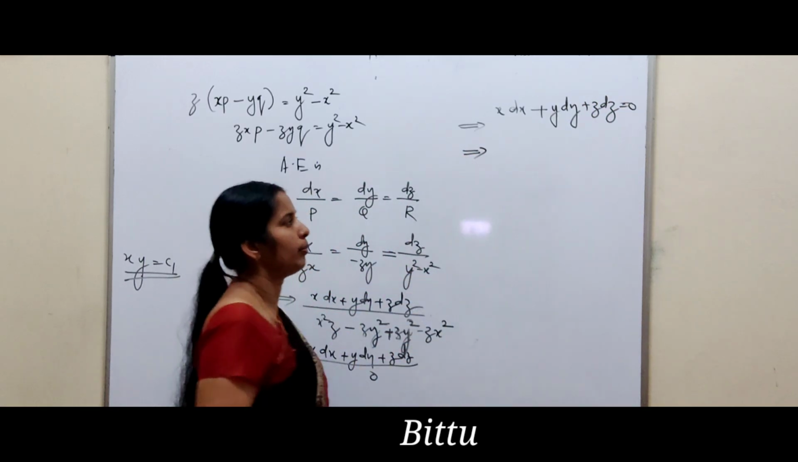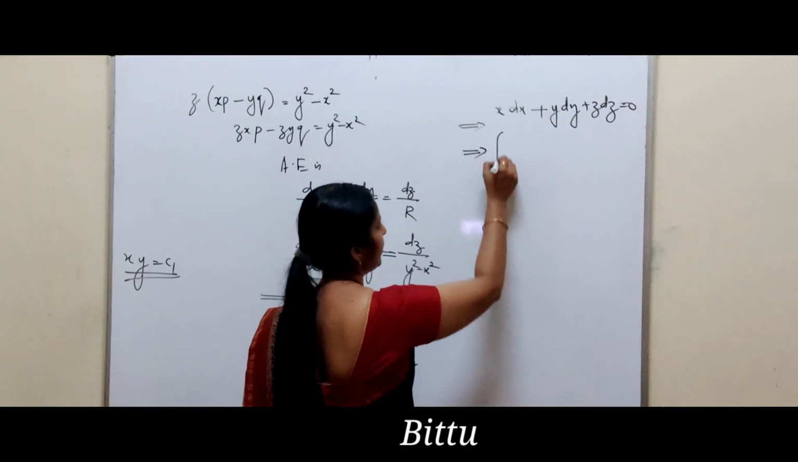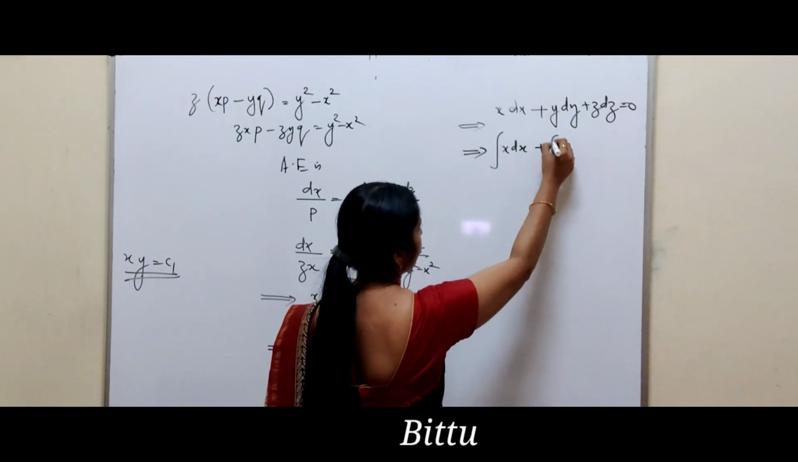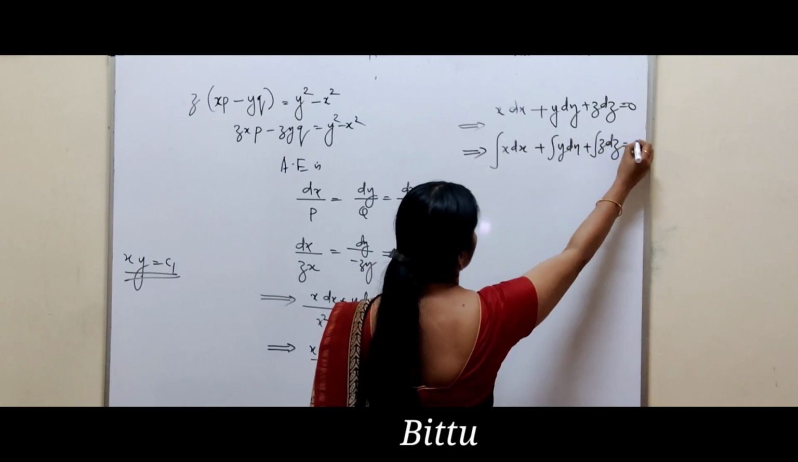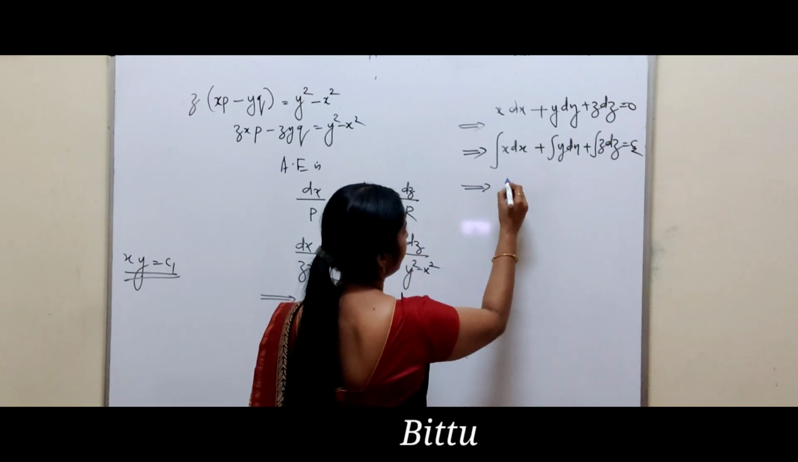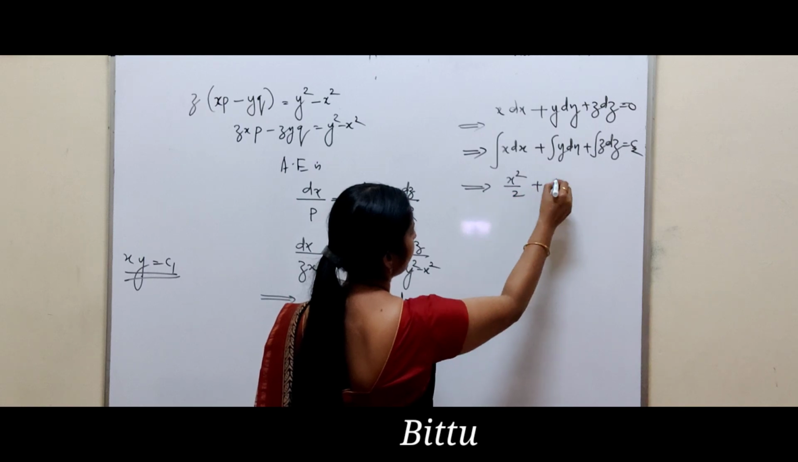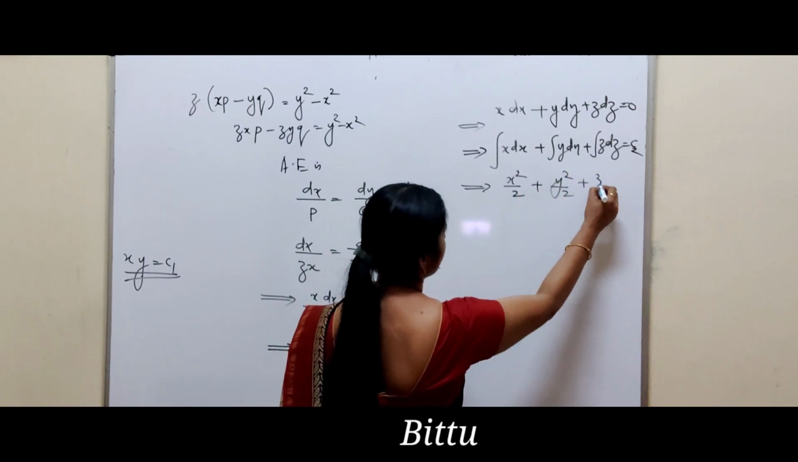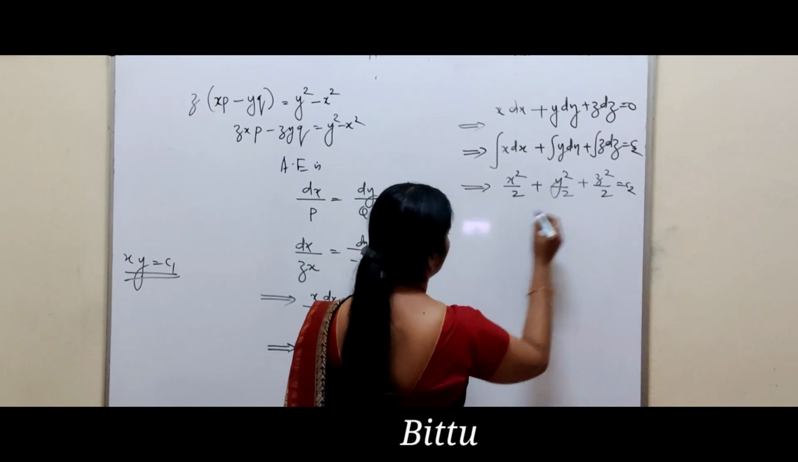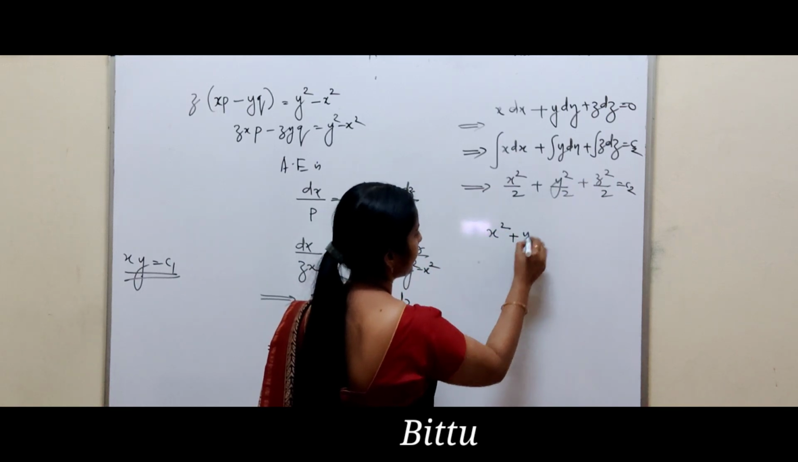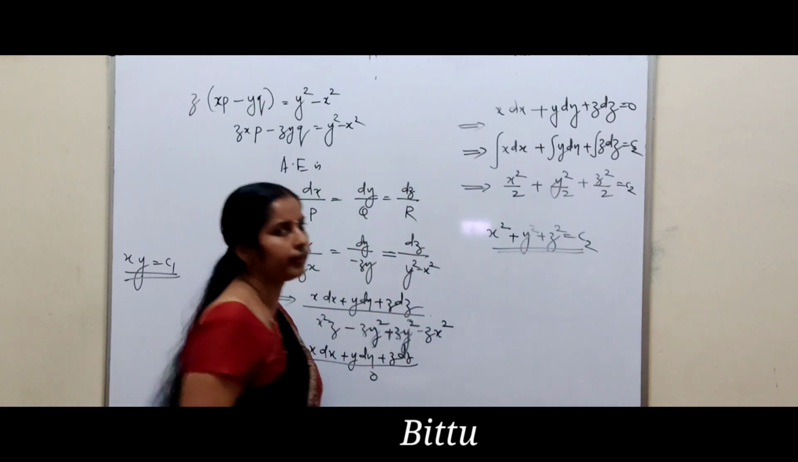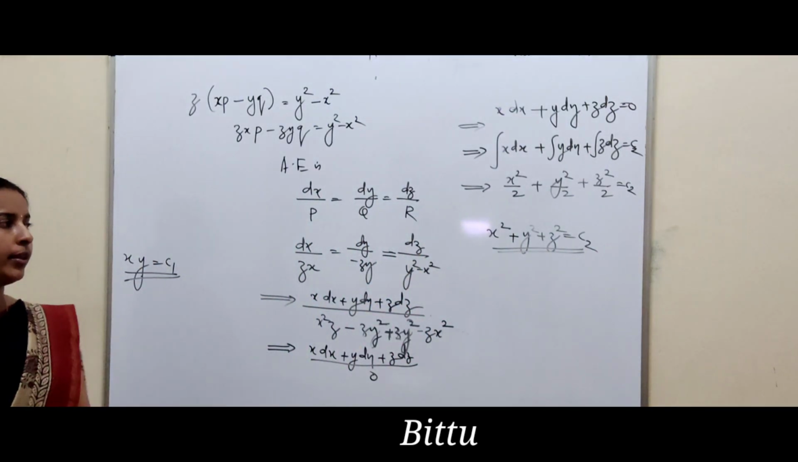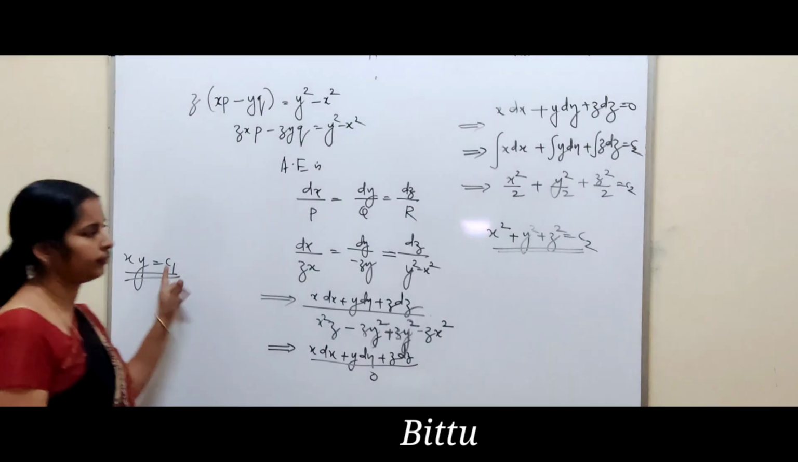See, it is in variable separable form, so we can integrate it. Integral x dx plus integral y dy plus integral z dz is equal to c2. That is x square by 2 plus y square by 2 plus z square by 2 equal to c2. That is x square plus y square plus z square equal to c2. See, this is another solution. So now we have two solutions.